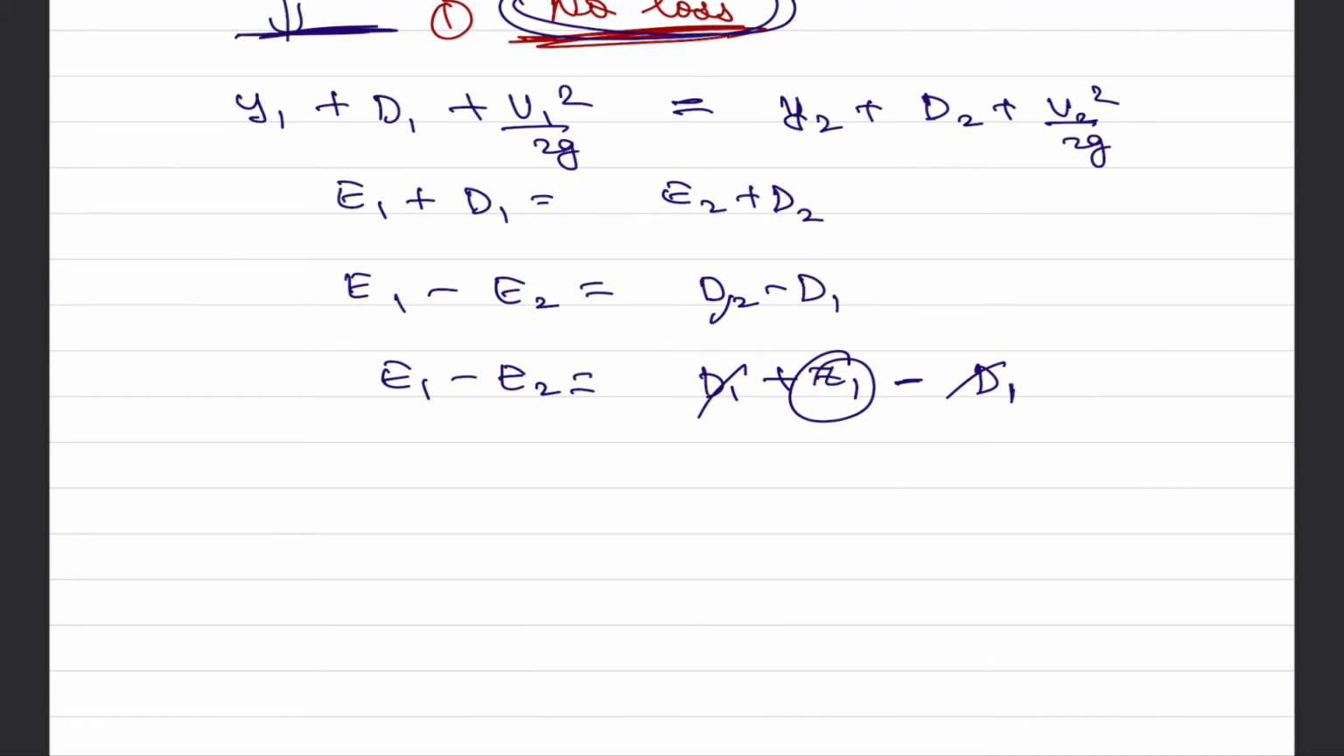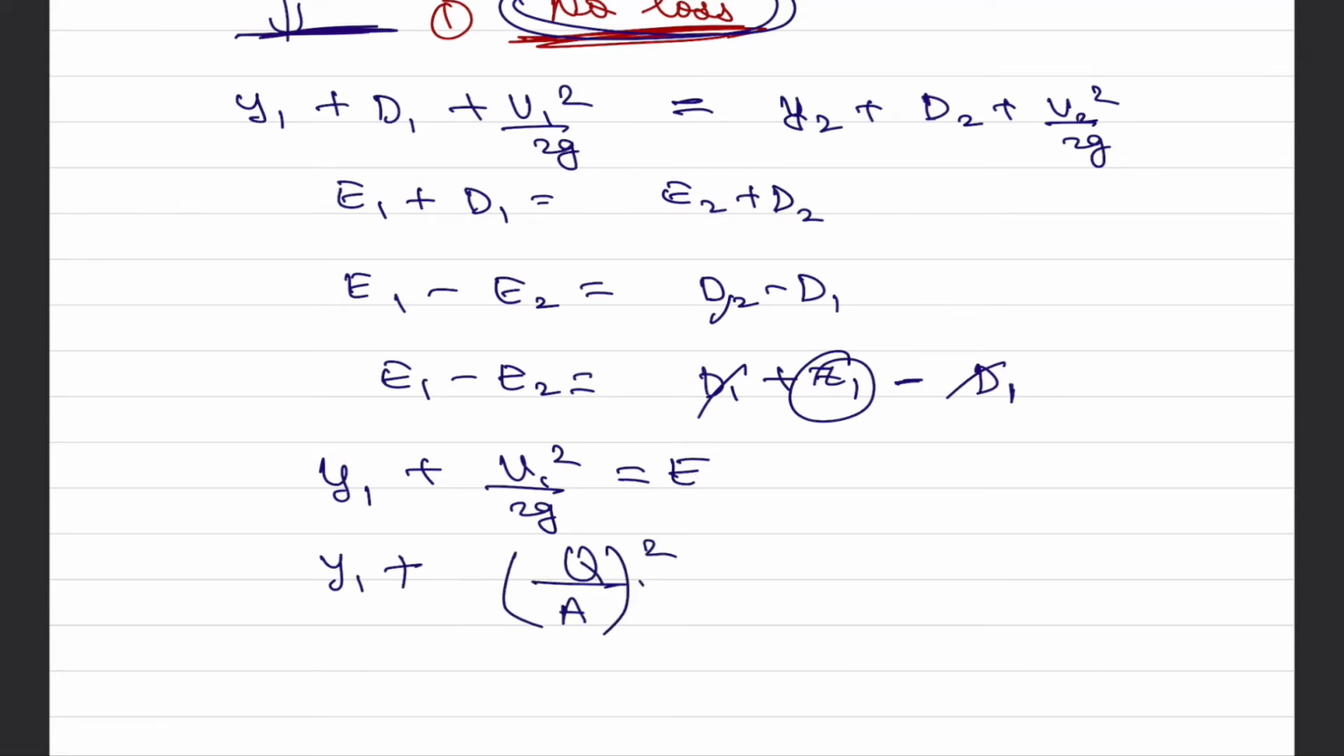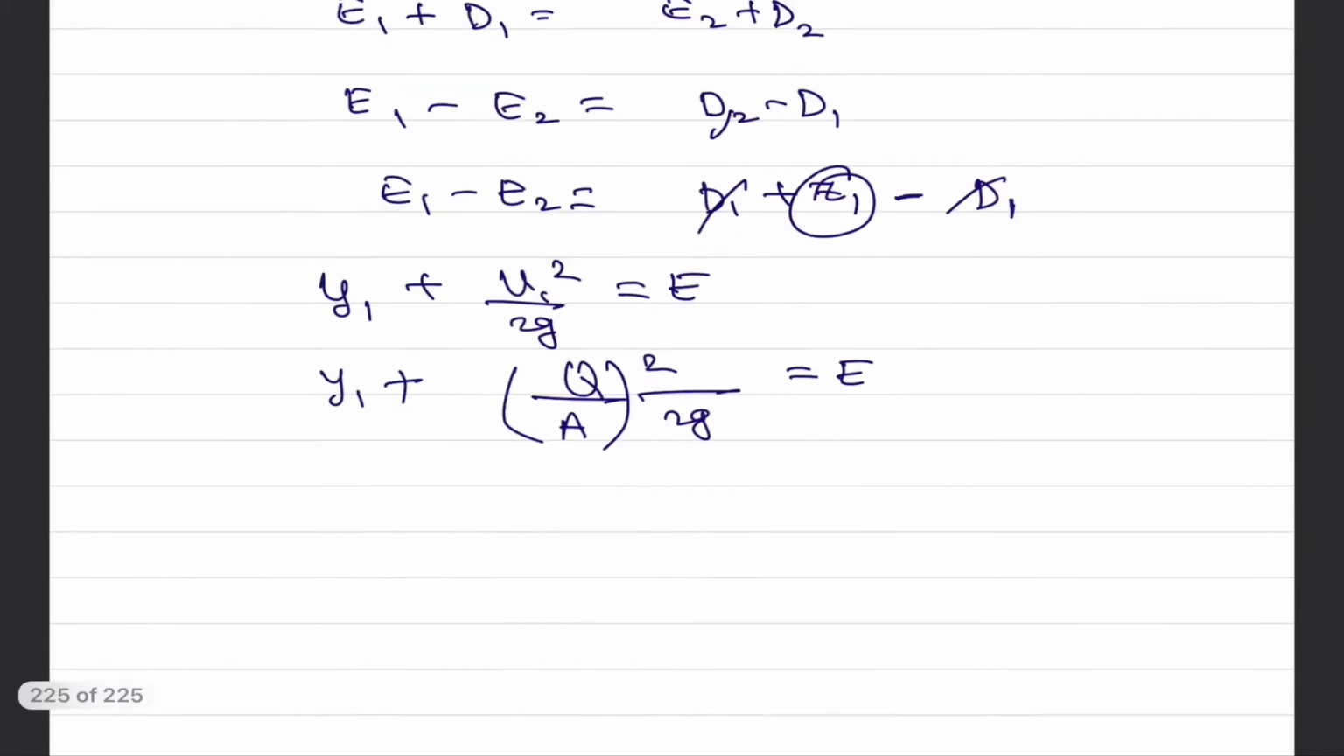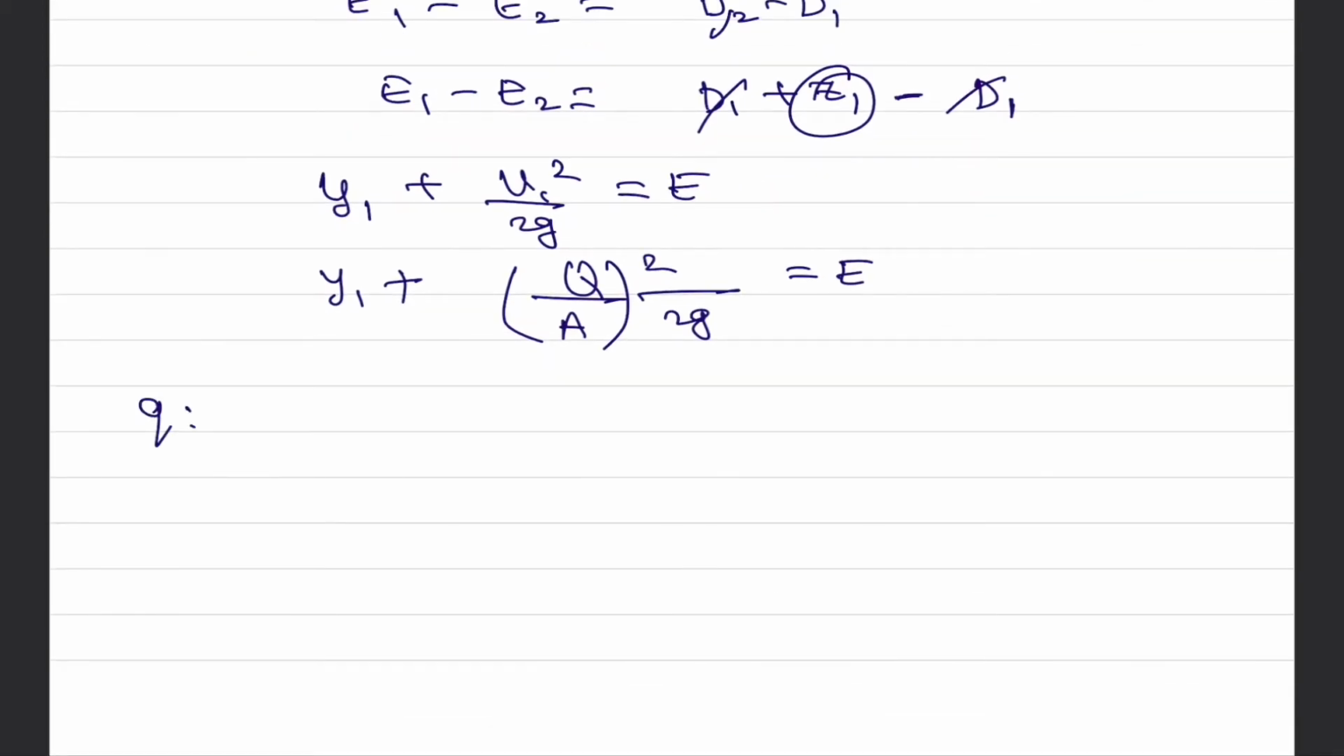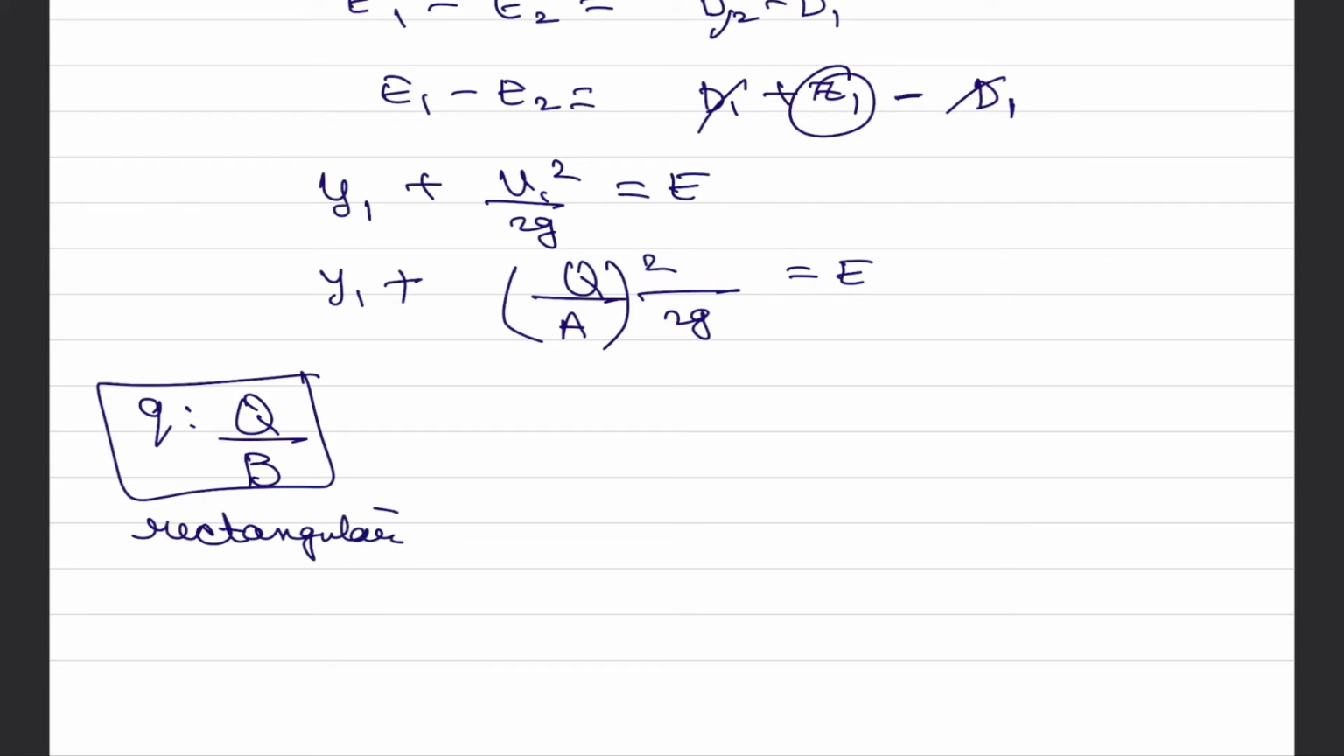but before we go there, let us try to see some of the mathematical behavior of this E. Now that we are clear that we have y1 plus v1 square by 2g equal to E, we can always write this velocity as Q divided by A, its square, divided by 2g equal to E. Now we can define a quantity called small q, which is Q divided by the total width for a rectangular channel, and all the derivations that we will do initially would be for a rectangular channel.